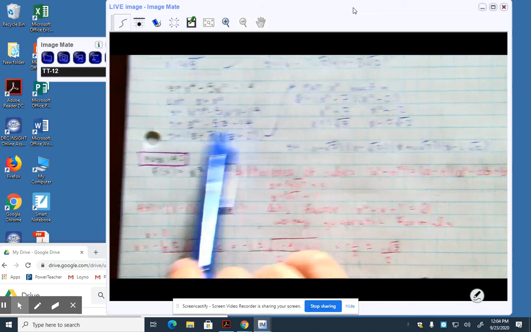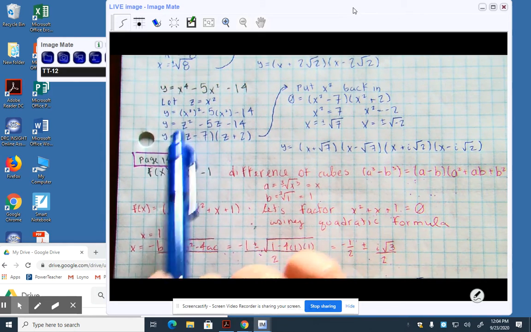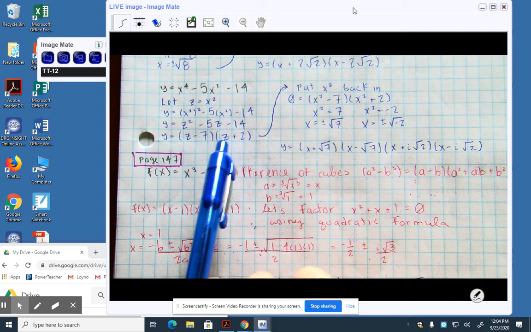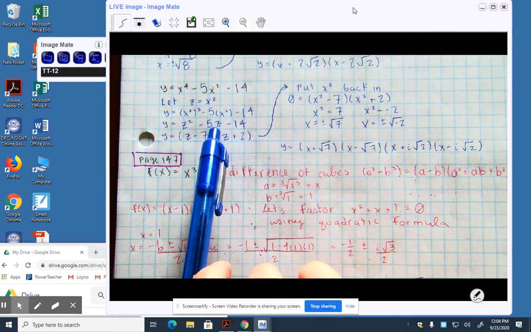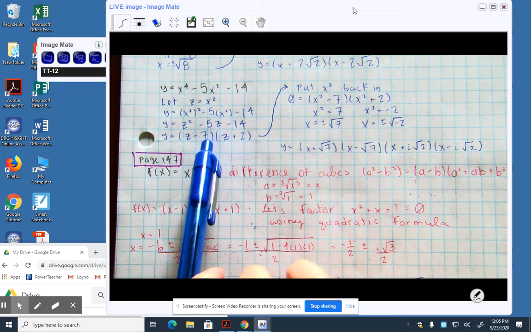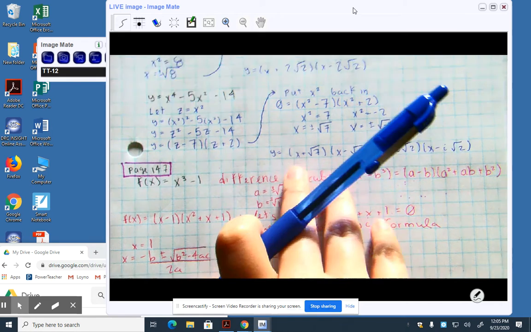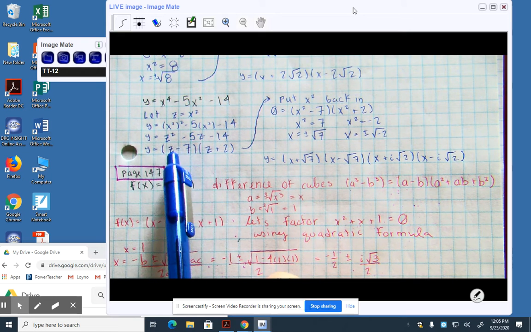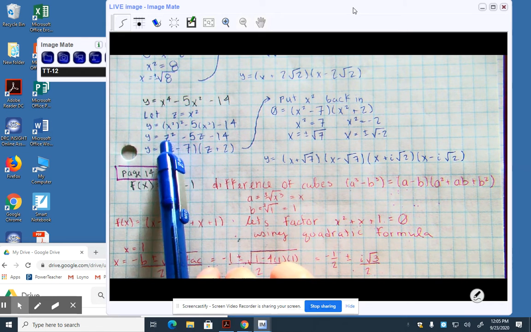And look at that. You're like, oh my gosh, that is a quadratic. I can factor that, because negative 7 and 2 add to give me negative 5, and they also multiply to give me negative 14. So that's what I'm going to do. I'm going to get my two linear factors for my new quadratic.